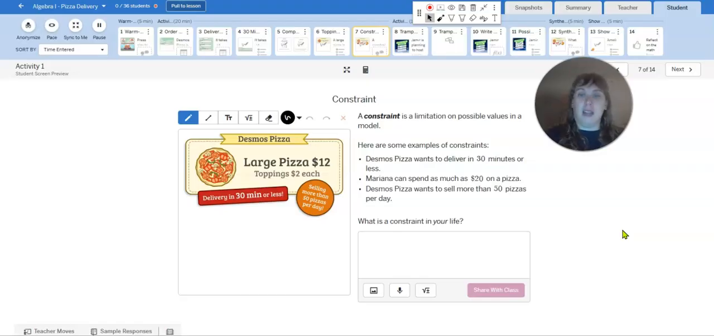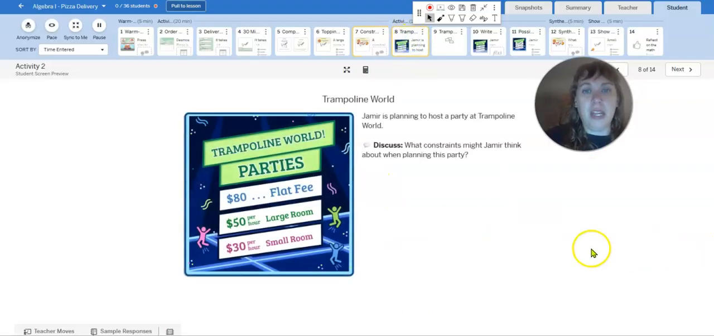What is a constraint in your life? What is something that you're limited in? Maybe it's the amount of chores you have to do, or how many hours you want to sleep, or how much practice or how much reading you want to do. Some type of limitation that you have in your life. What is a constraint there? Think about that and then go to slide 8 when you're ready.